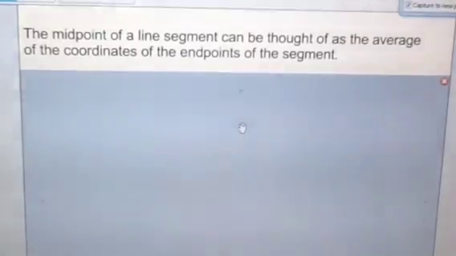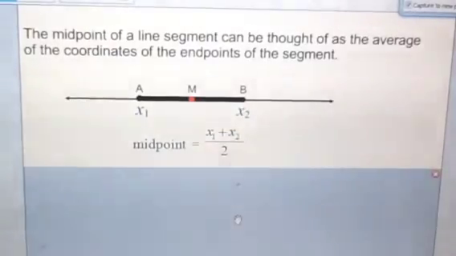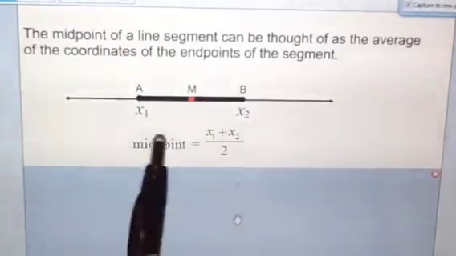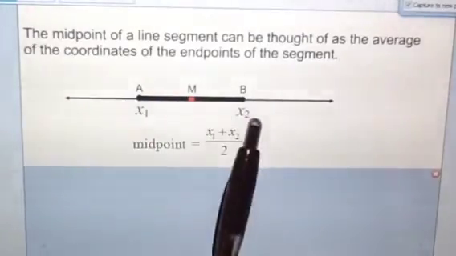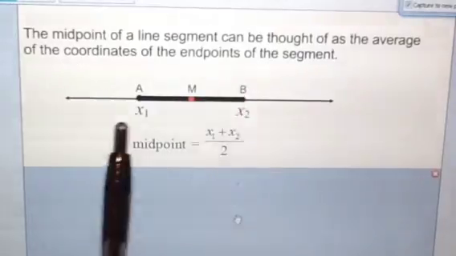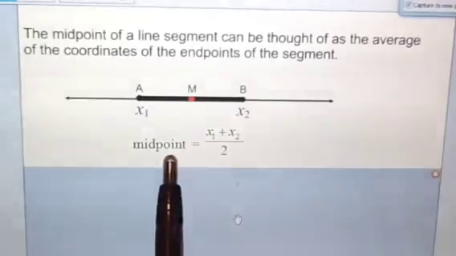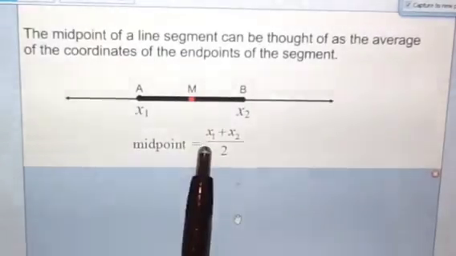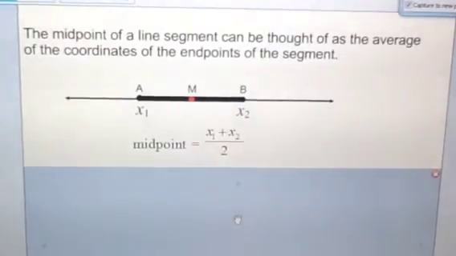So the midpoint of a line segment can be thought of as the average of the coordinates of the endpoints of the segment. I have a line segment. The points are named A and B. The coordinates, the number values, are x sub 1 and x sub 2. So these are the names A and B, and this is the number value of those points. And so the midpoint M is given by the formula x sub 1 plus x sub 2 divided by 2. The average, the mean, same formula.